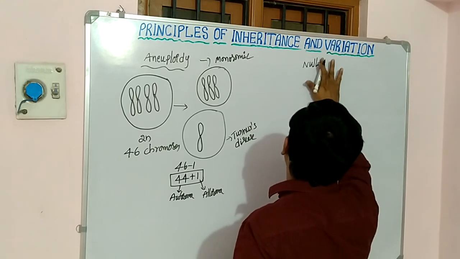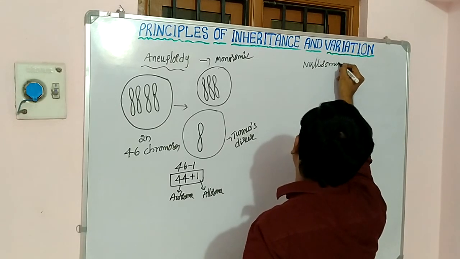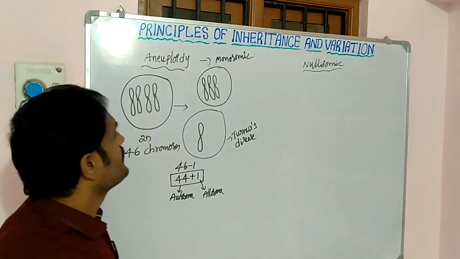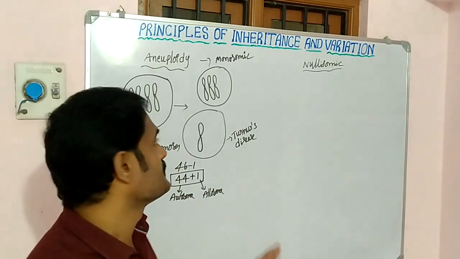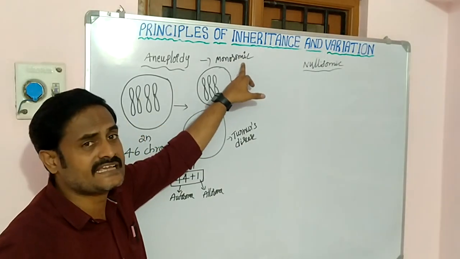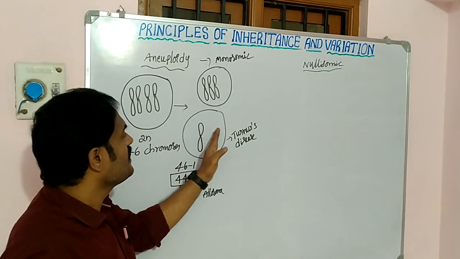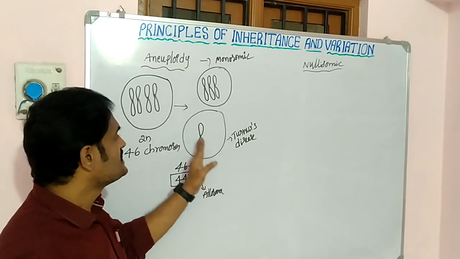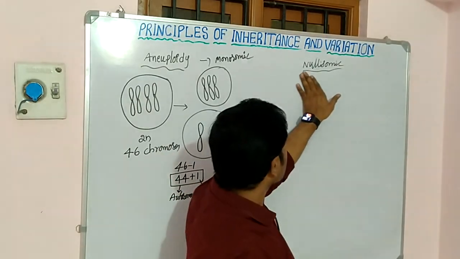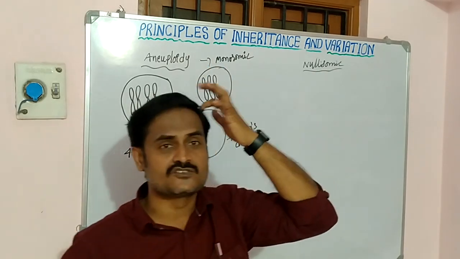nullisomic. So aneuploidy is also not a single type. It is majorly four types. Remember, one is called monosomic. Mono means what? Single. One chromosome is eliminated in the daughter cell. That condition is called monosomic condition. Then the second type of condition in aneuploidy is called nullisomic.